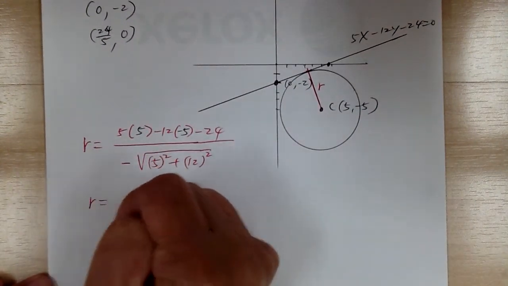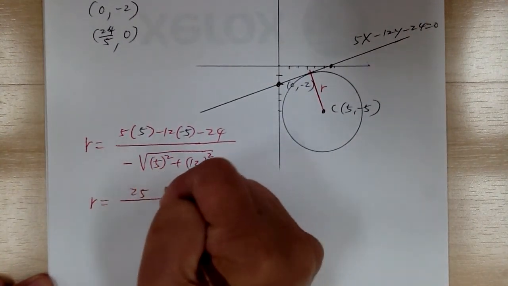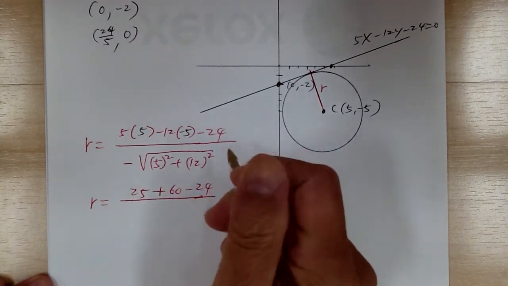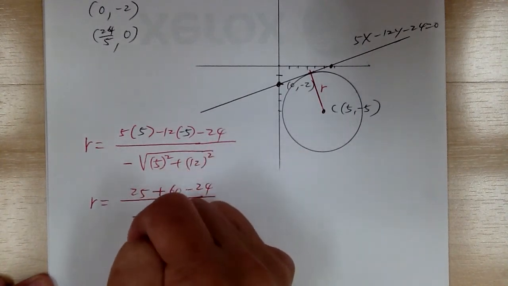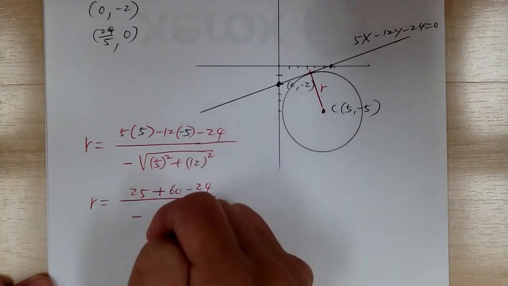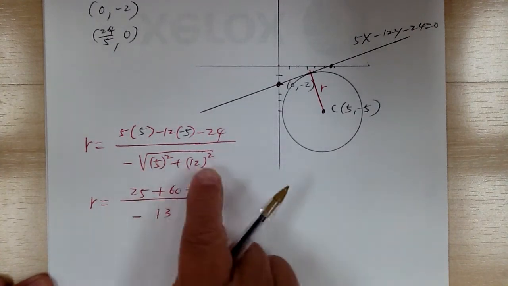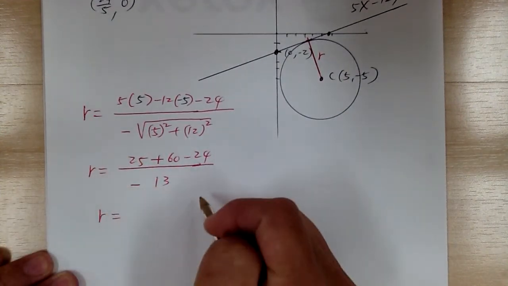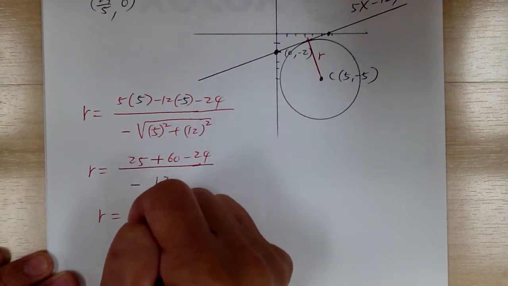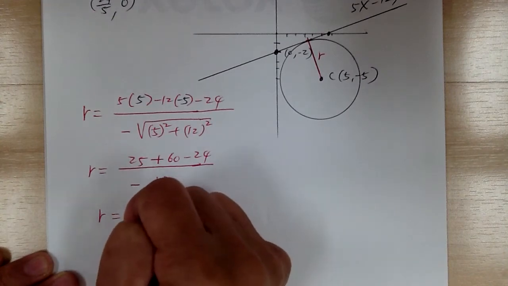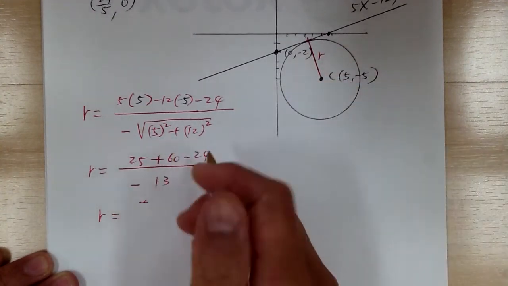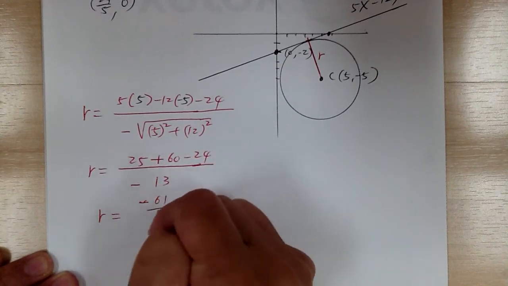Okay, so radius equal to 25 plus 60 minus 24 over negative, and if you work this out, you're going to get 13. Okay, so this is a 5, 12, 13 special triangle. So radius is going to be equal to 6. So because this is below, that's why it's negative. Okay, so it'd be negative 61 over 13.